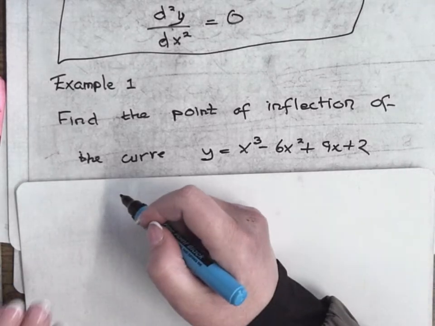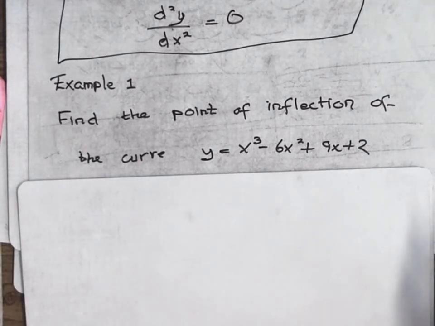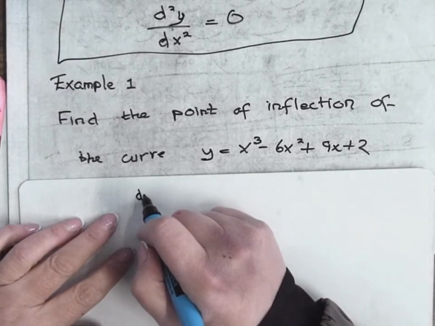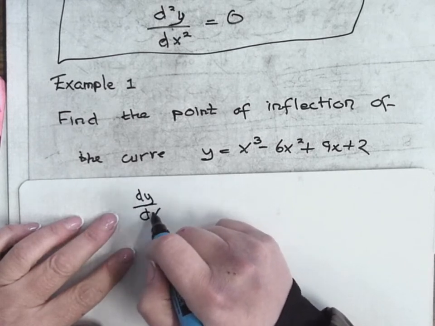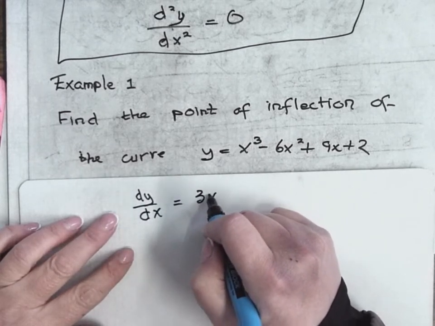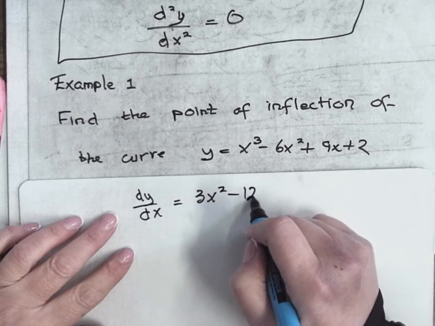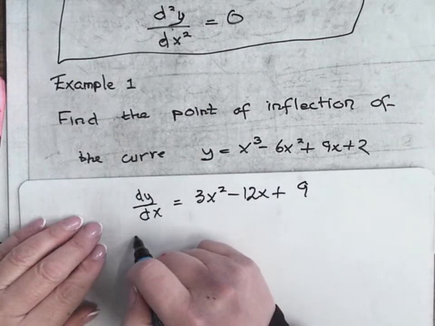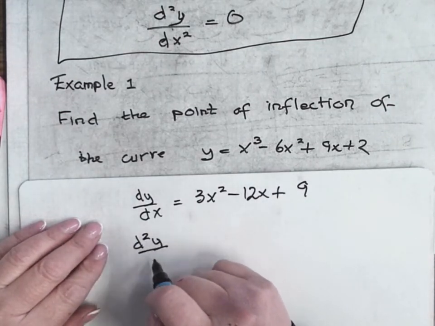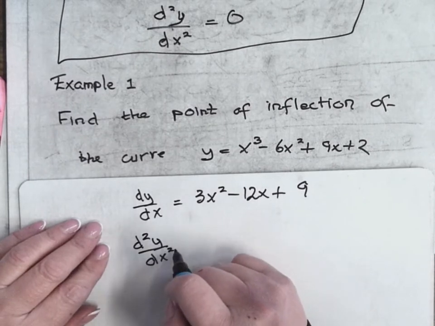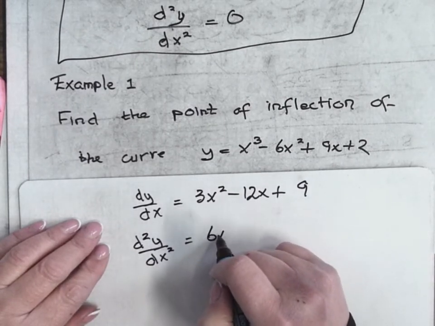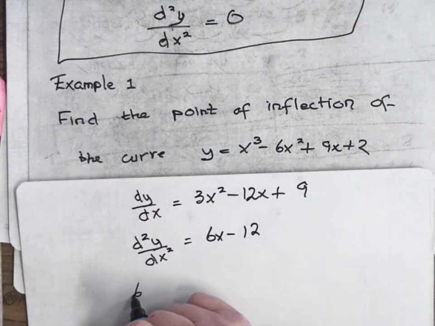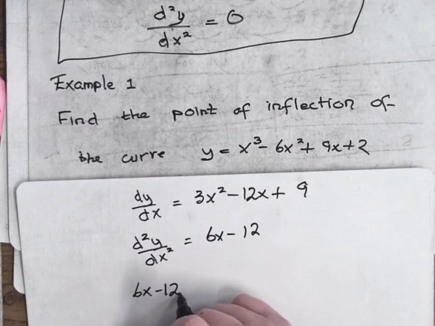Okay, so what we do is, it's a point of inflection, so you know d2y/dx2 equals 0. So I have to get dy/dx first. Differentiate there, and you'll get 3x squared minus 12x plus 9. But I need d2y/dx2 because I'm looking for the points of inflection. So differentiate again, and I'll get 6x minus 12. And at the point of inflection, I know that 6x minus 12 equals 0.